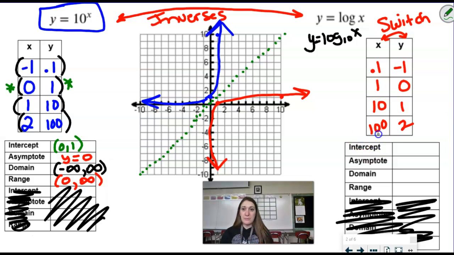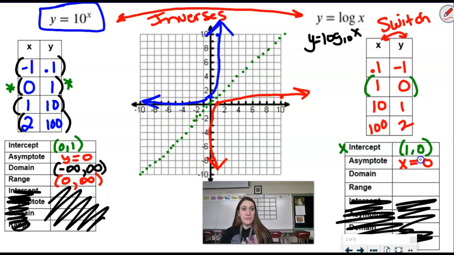inverses. The intercept, well, this time we have an x-intercept instead of a y-intercept, because if you look here, I got an intercept at (1, 0). The asymptote, well, it was at y equals 0 on the exponential, so it now makes sense that I have what's called a vertical asymptote at x equals 0.